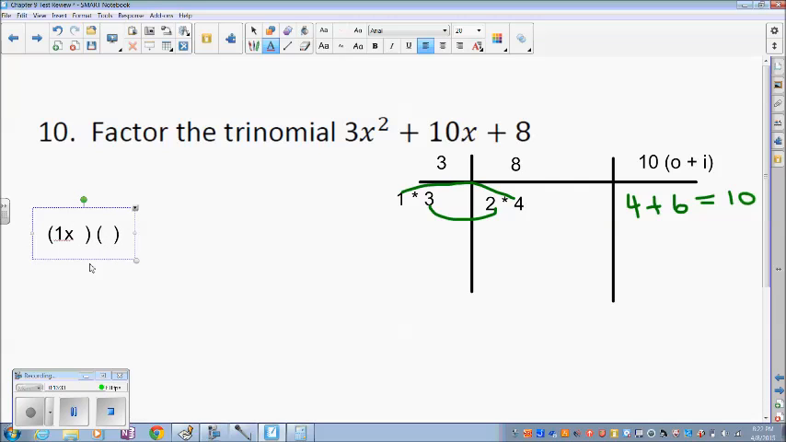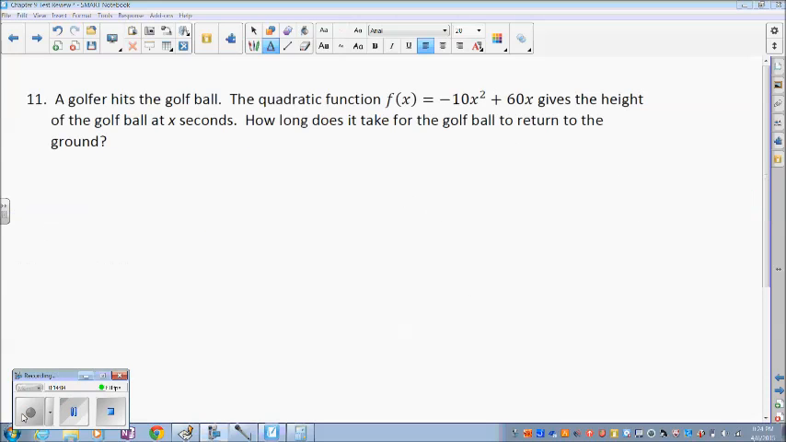The first set are my first number of each parentheses. So it'd be 1x and 3x. Second set are my second number in each parentheses, and they have to stay in that order to make it work out. Now you look at the equation to see what signs you use. So we had a plus plus, our answer is also going to be plus plus. And that's your answer. Those are factors.